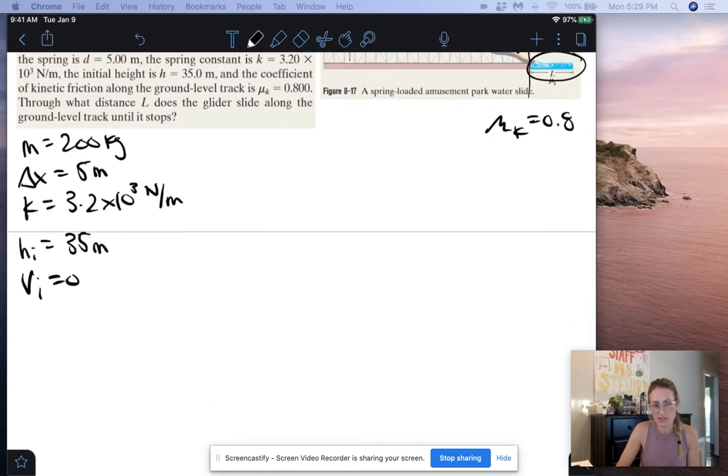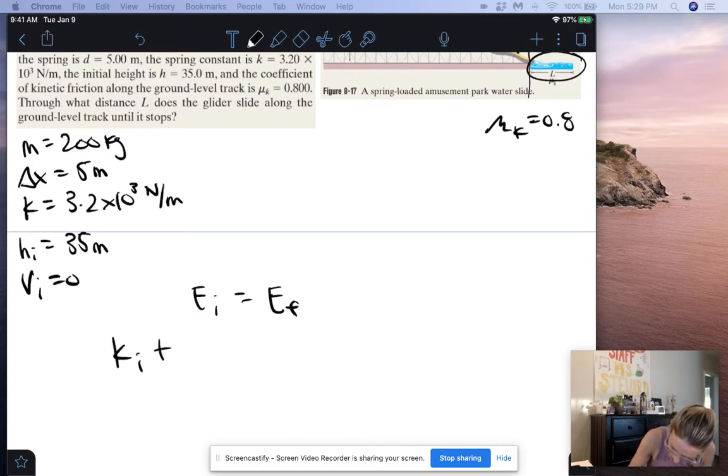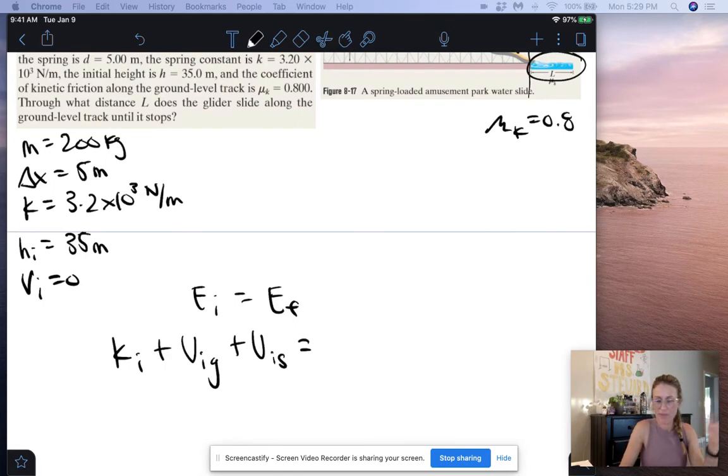Looking at our conservation of energy equation, we know that the initial energy equals the final energy. If we plug in our different types of energy, we have kinetic energy initial plus potential energy initial. I know I have both gravitational plus elastic; I'll put S for spring, because that's what I had in the lecture. I'm just going to put all those variables, because we haven't really talked about the final case. We don't really know what kind of energy we have in that final case yet. So kinetic energy final plus potential energy final.